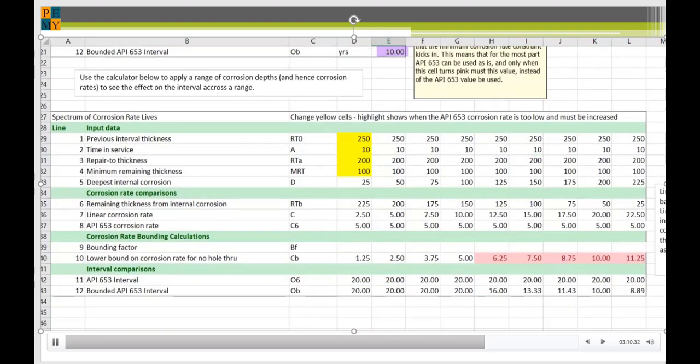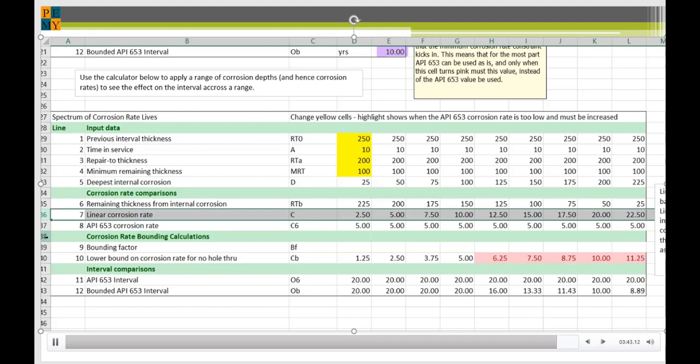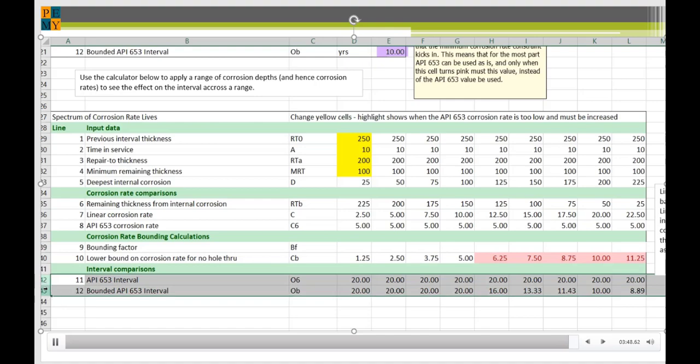One way to make this job of comparing the two easier is to look at this table here, which does the same thing, except that the corrosion depth is varied for you across these columns. And so you can actually see that the lower bound only kicks in when the depth of corrosion exceeds 100 mils. So the 653 corrosion rate is here, and the linear corrosion rate is here, just as we saw in the upper table. The two intervals are compared in these two rows.